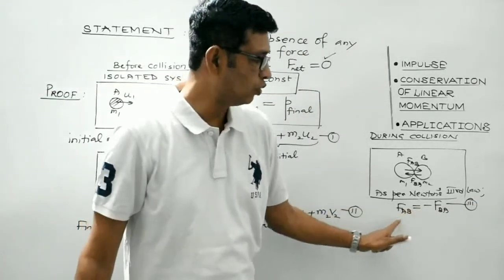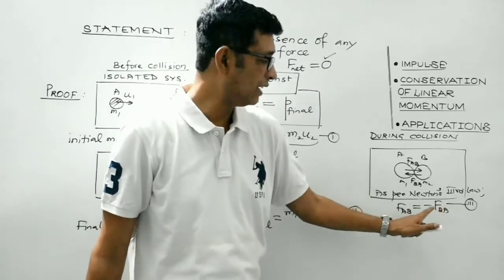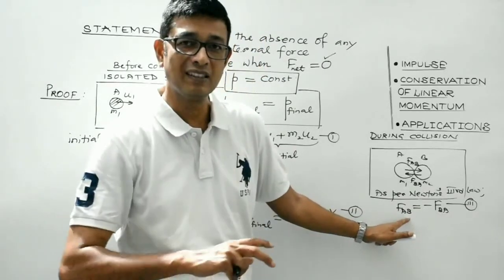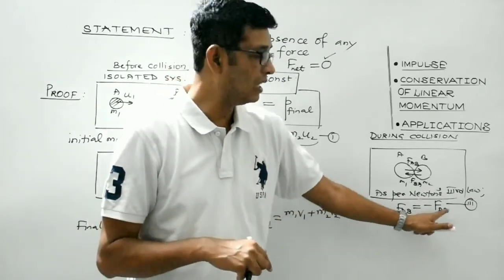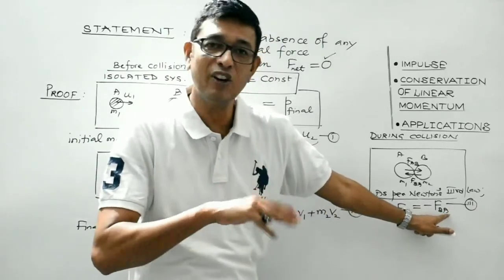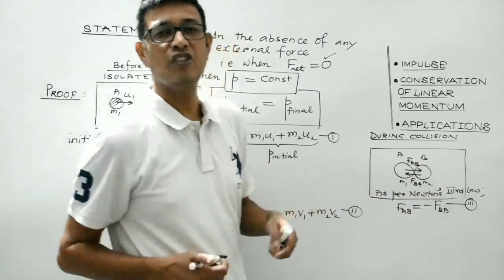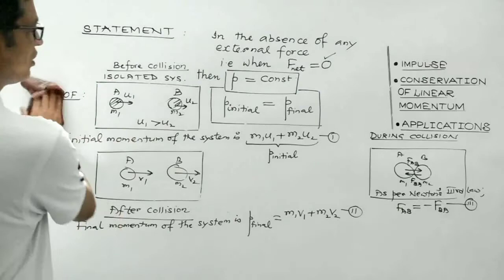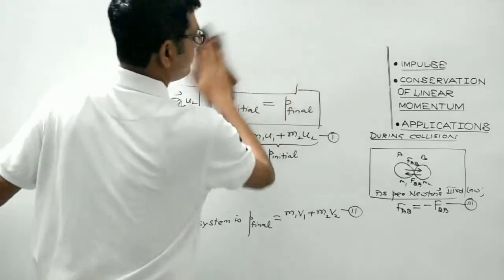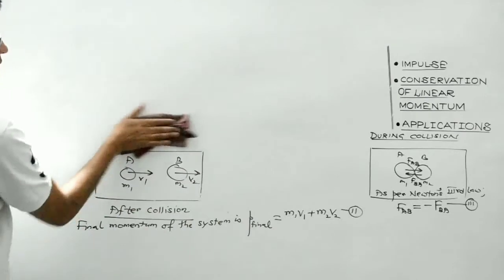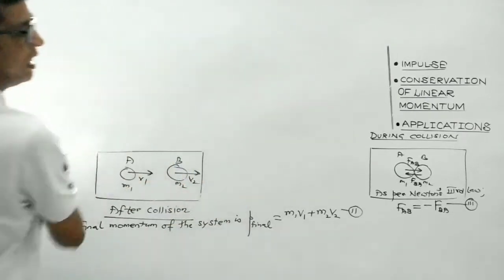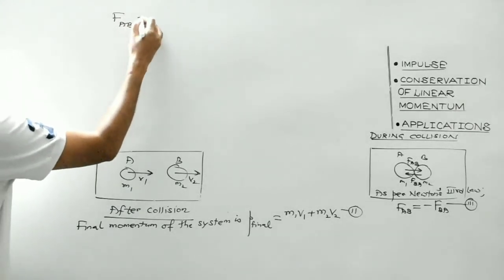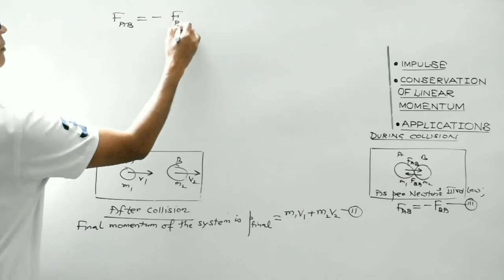The equal sign suggests that both forces are of equal magnitude. The negative sign suggests that they are oppositely directed. FAB may be considered the force exerted by body B on body A. FBA may be considered the force exerted by body A on body B. So they form an action-reaction pair. Now, let's make use of these three equations to obtain the result. So, FAB is equal to minus FBA.